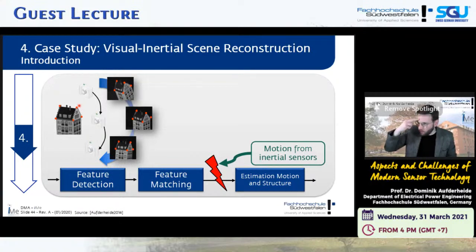So, okay, now we know it is possible that if we are looking at one scene, at one object from two different viewpoints, we can get a perception of the three-dimensional structure of the object. If we are moving a camera around the object, we always have pairs of two images which show the same object. So basically we're doing the same, but of course from many more different viewpoints in order to cover the complete structure of the system. And the whole information is based on a so-called detection of features.